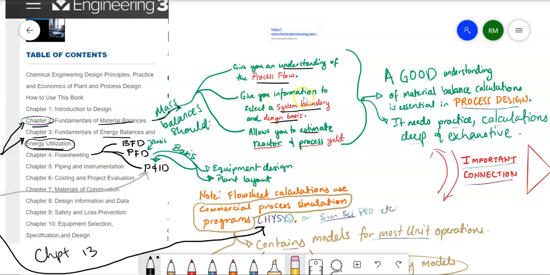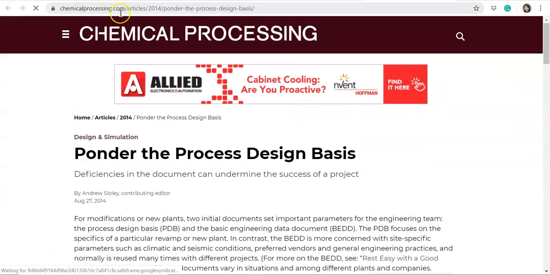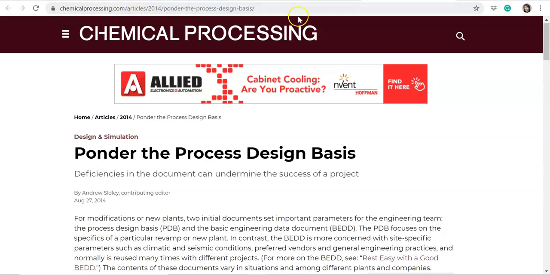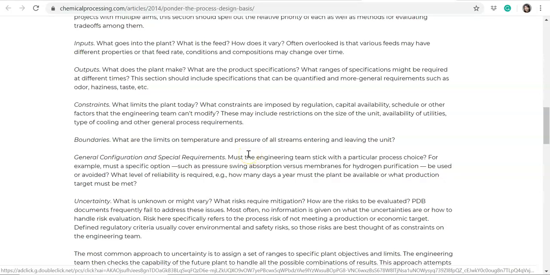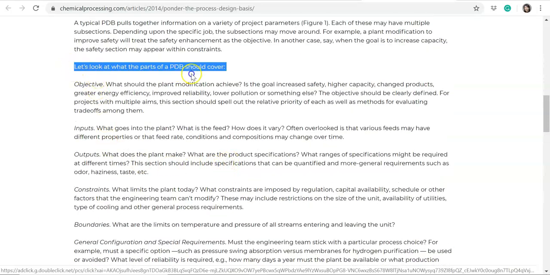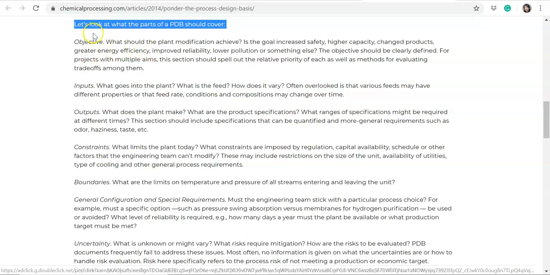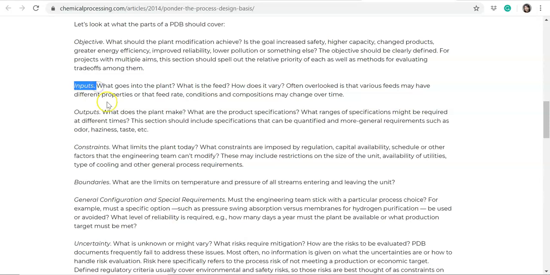I'll also give you information on how to select system boundary and design basis. You may ask what this is. If I click on this and you go to chemicalprocessing.com and this page, you'll find information on system boundaries and design basis, which is here. Starting from here, the objective is usually what you want to solve, and your design basis are the inputs, which are material balances. What goes into the plant, how much, what's the pressure, what's the temperature, what's the condition, what's the phase.